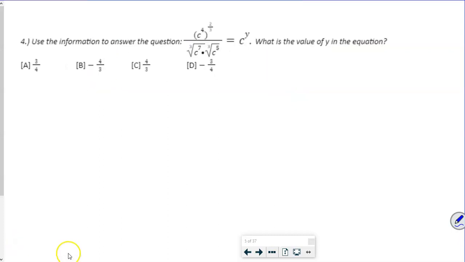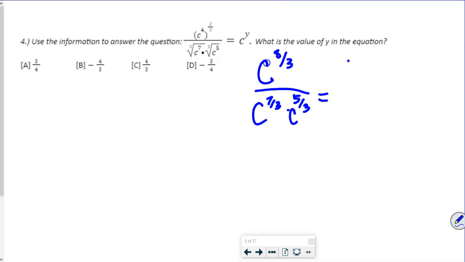So this next one says use the information to answer the question. Gives us the expression c to the y. What is the value of y in the equation? So basically, this is asking us for the value of the exponent. So we're going to do c, and remember, we're multiplying across the top and the bottom, so that's going to be 8 over 3 on the top. And down here, we got c to the 7 over 3 times 5 over 3. And what we do in the denominator is we're going to add those because the bases are the same, right? So this is going to be c to the 8 over 3.